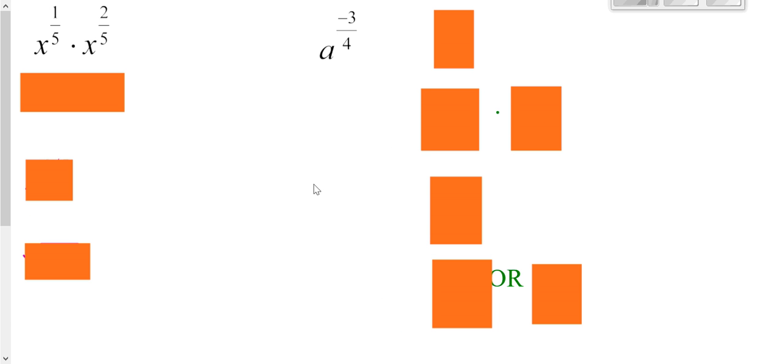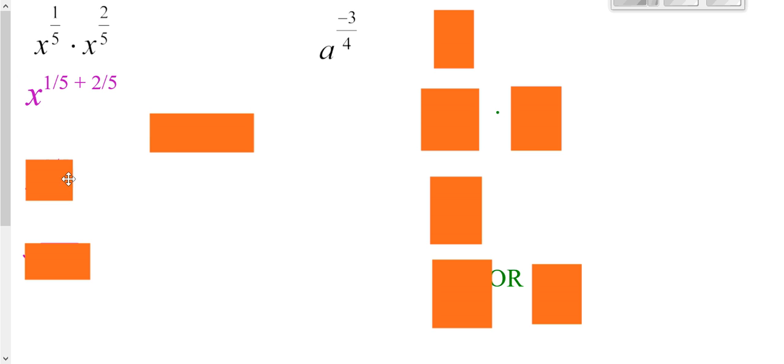So quickly try to do these two. Add your exponents, and that would be your answer.